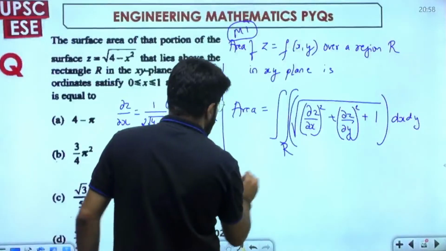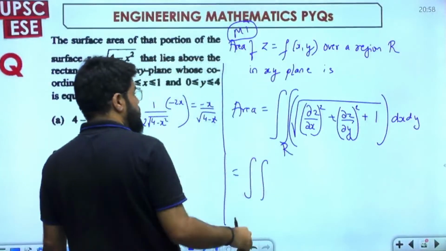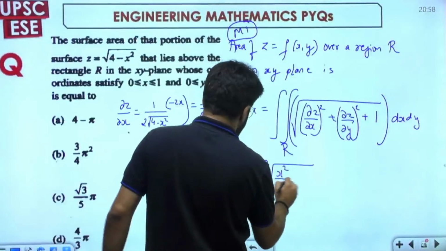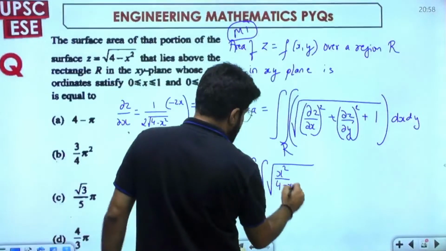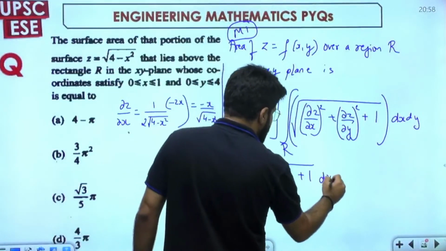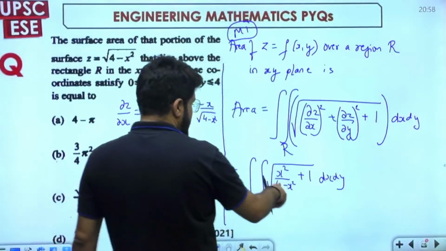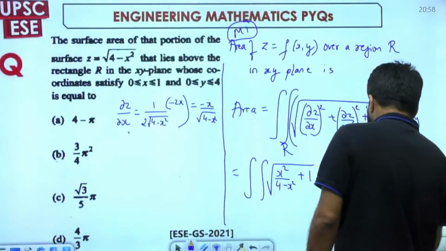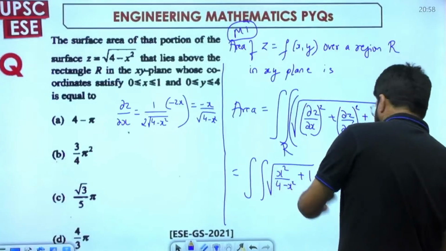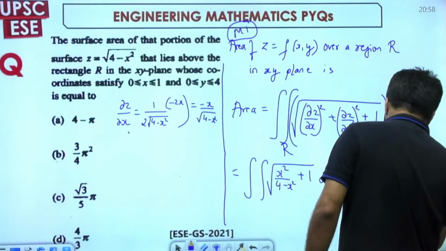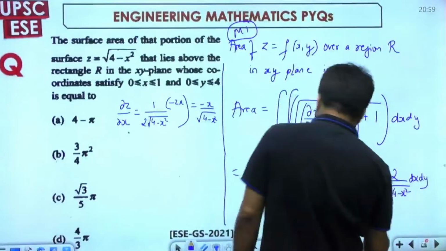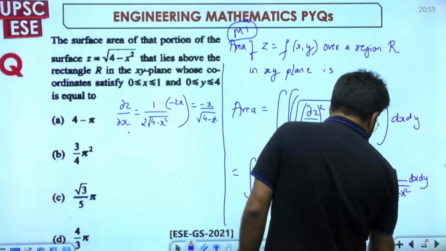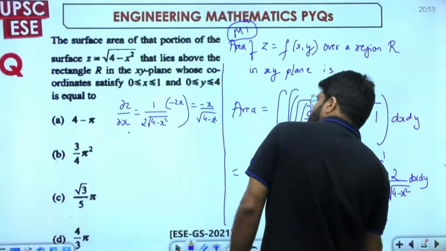If you substitute, this becomes the double integral, and if you take the square of del z by del x, this becomes x square upon 4 minus x square, and then plus 1, dx dy. If you add this, the x square gets cancelled. Under root of 4 is 2, so the double integral of 2 upon under root of 4 minus x square, dx dy. The limits are x equal to 0 to 1, y equal to 0 to 4.